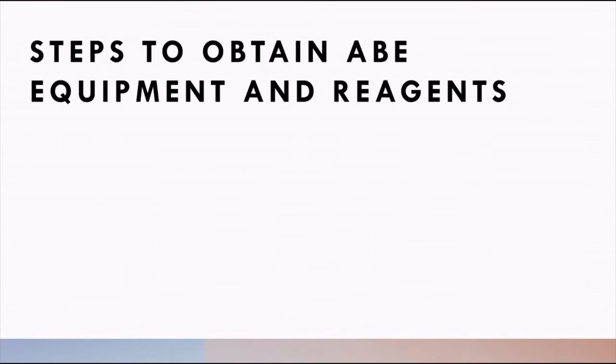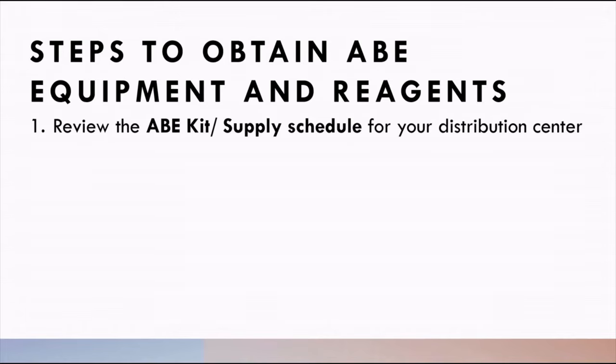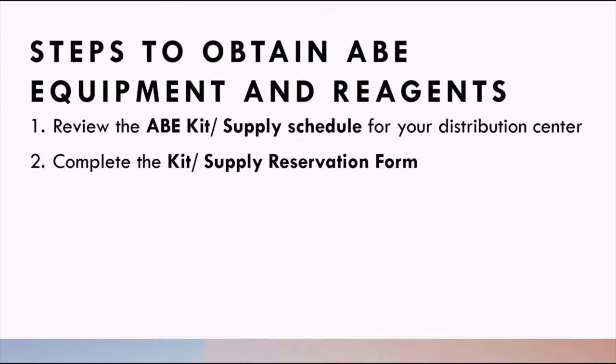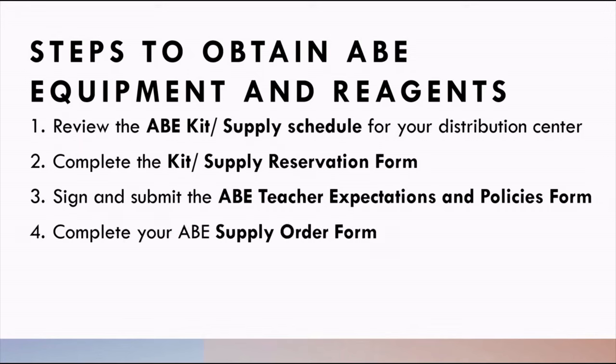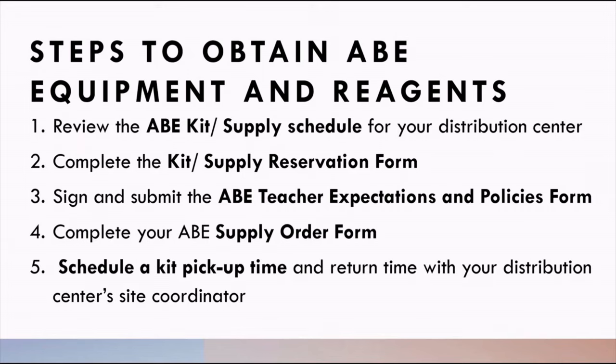To recap, the steps to obtain an ABE kit and reagents are to 1. Review the ABE Kit/supply schedule for your distribution center. 2. Complete the kit/supply reservation form. 3. Sign and submit the ABE Teacher Expectations and Policies form. 4. Complete your ABE supply order form. And finally, 5. Schedule a kit pickup time and return time with your distribution center's site coordinator.